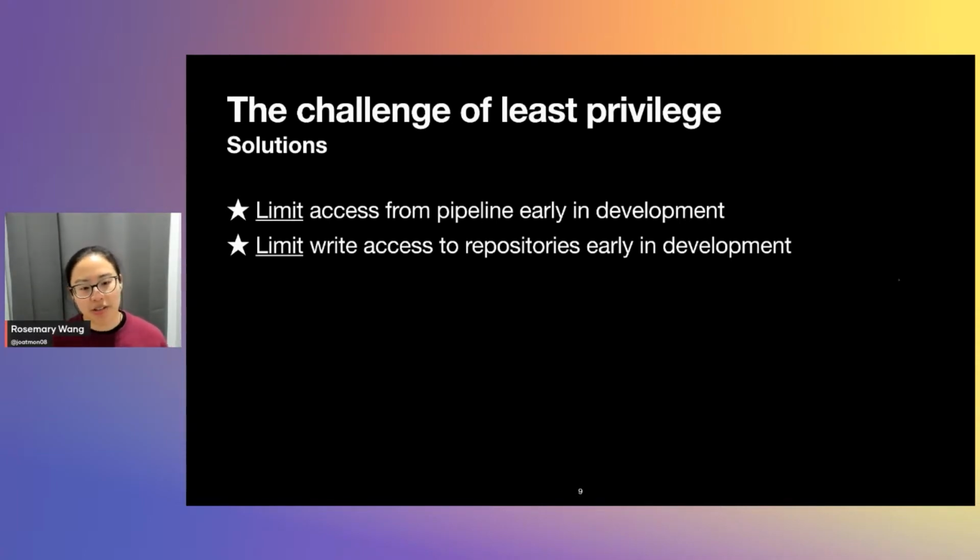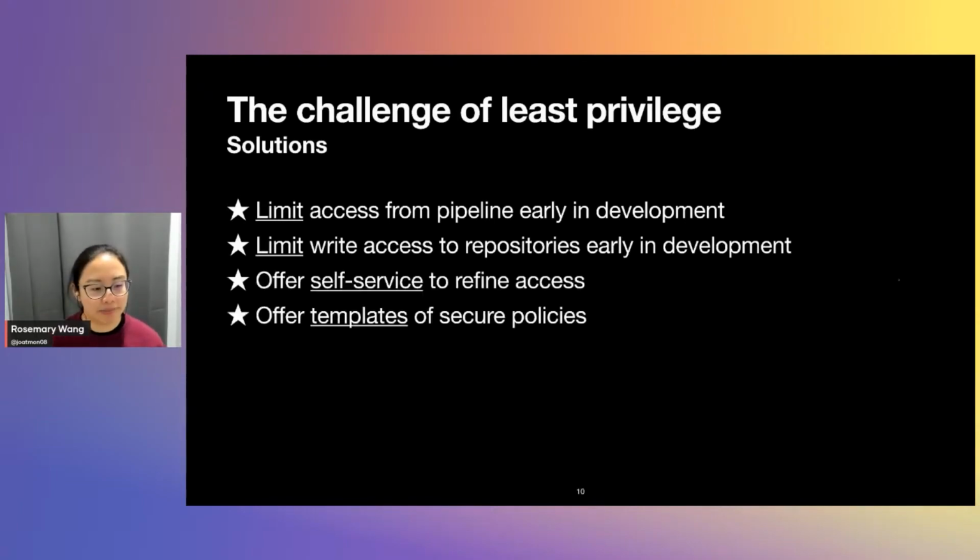The other piece is to limit write access to repositories early in development. It's easy to say that every repository that you need to commit to, you're going to give write access, but most of the time you're only reading from a repository. You don't tend to actually make a commit from a pipeline unless that pipeline is CI or CD related and it involves some kind of cascading changes to other pipelines. You typically don't write to repositories from a pipeline. So make sure that's read access only, but read access in itself also has some difficulties. We'll talk about that later.